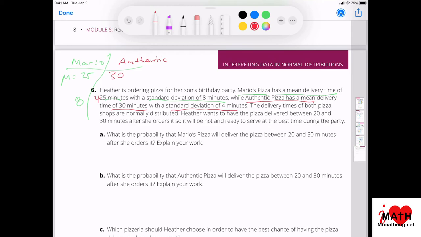The delivery times of both pizzas are normally distributed. Heather wants to have pizza delivered between 20 and 30 minutes after she orders it, so it'll be hot and ready to serve at the best time during the party. What is the probability that Mario's Pizza will deliver the pizza between 20 and 30 minutes after she orders it? Explain your work. I'm just going to go ahead and draw a picture.